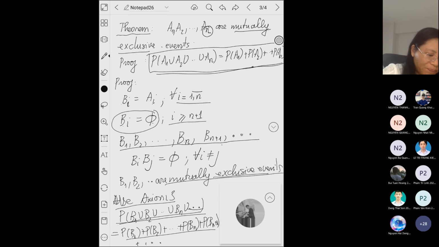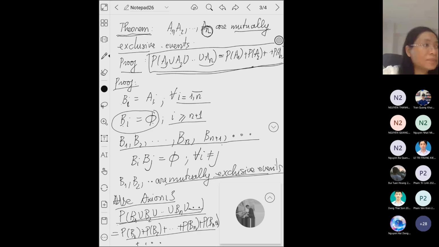Now we have another theorem. We want to change axiom 3, infinite mutually exclusive events, to the finite case. We consider A1, A2, ..., An to be mutually exclusive events. We want to prove that the probability of A1 union A2 union ... union An equals the sum of the probabilities of the individual events. It means the probability of A1 plus the probability of A2 plus ... plus the probability of An.